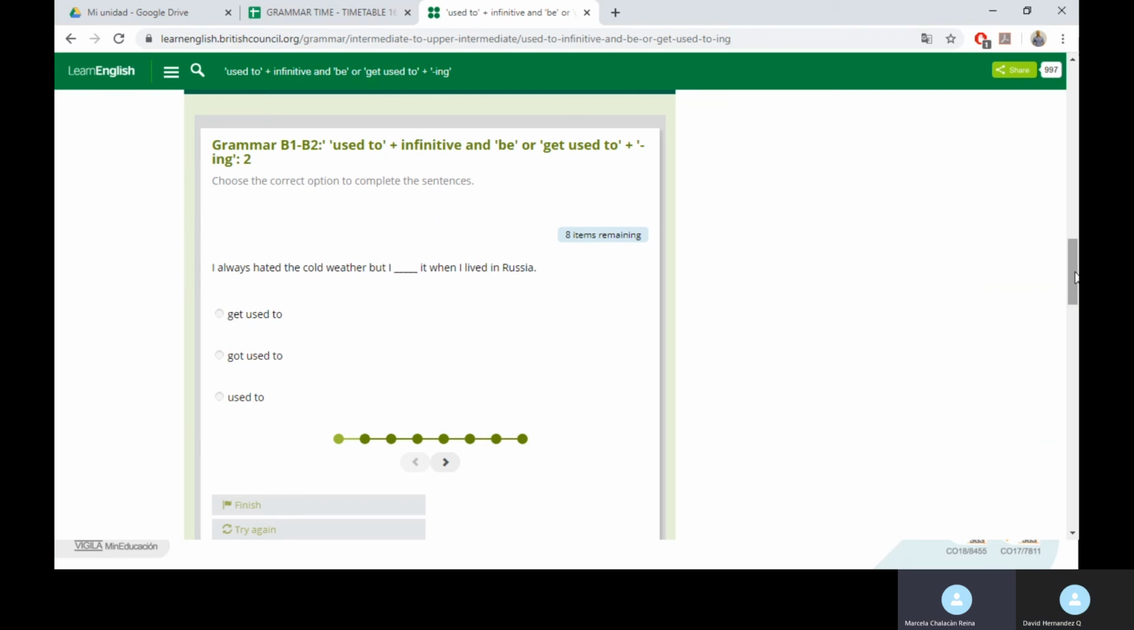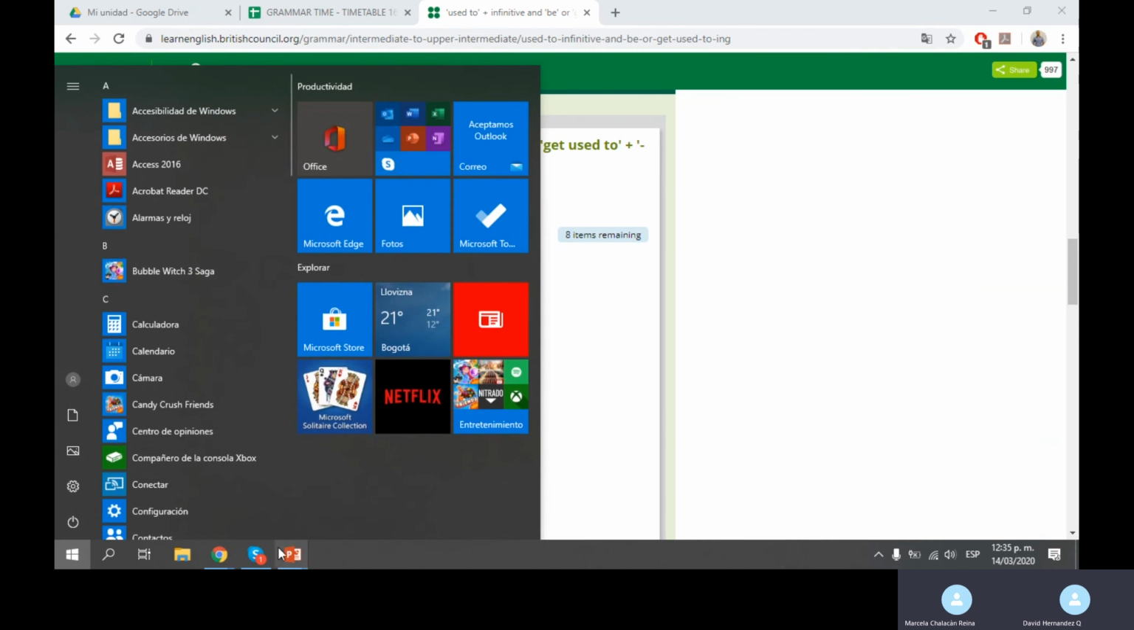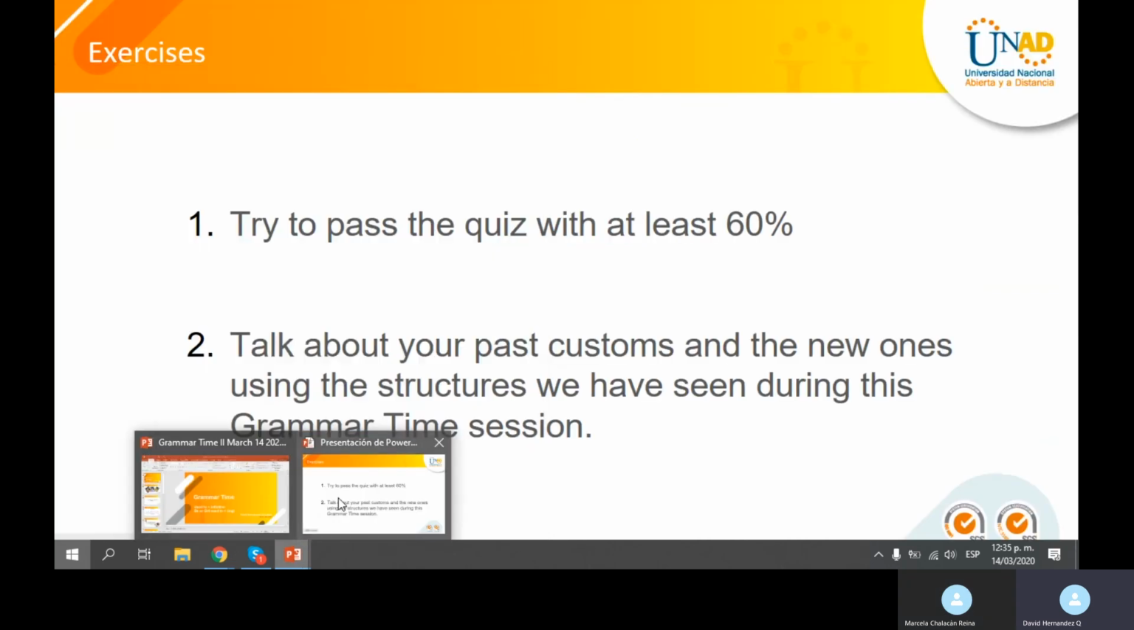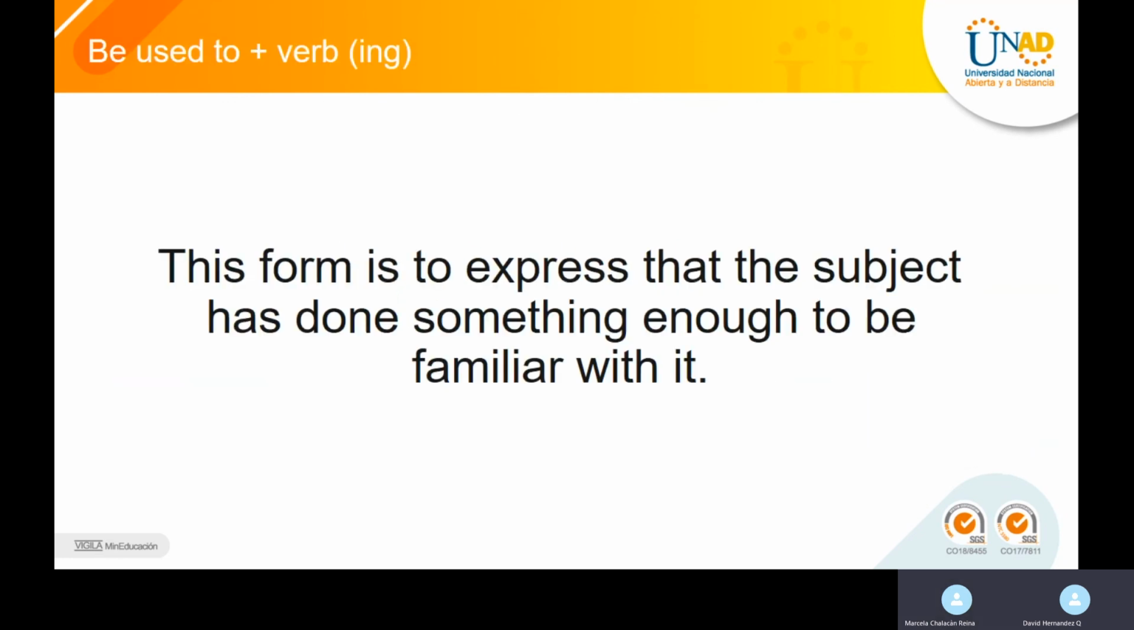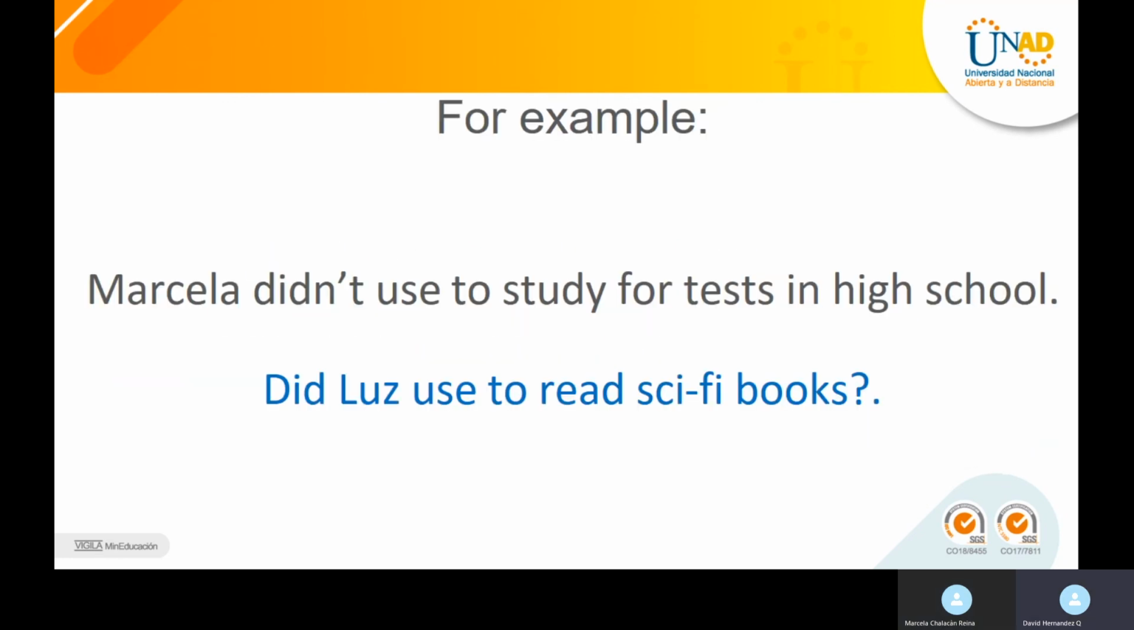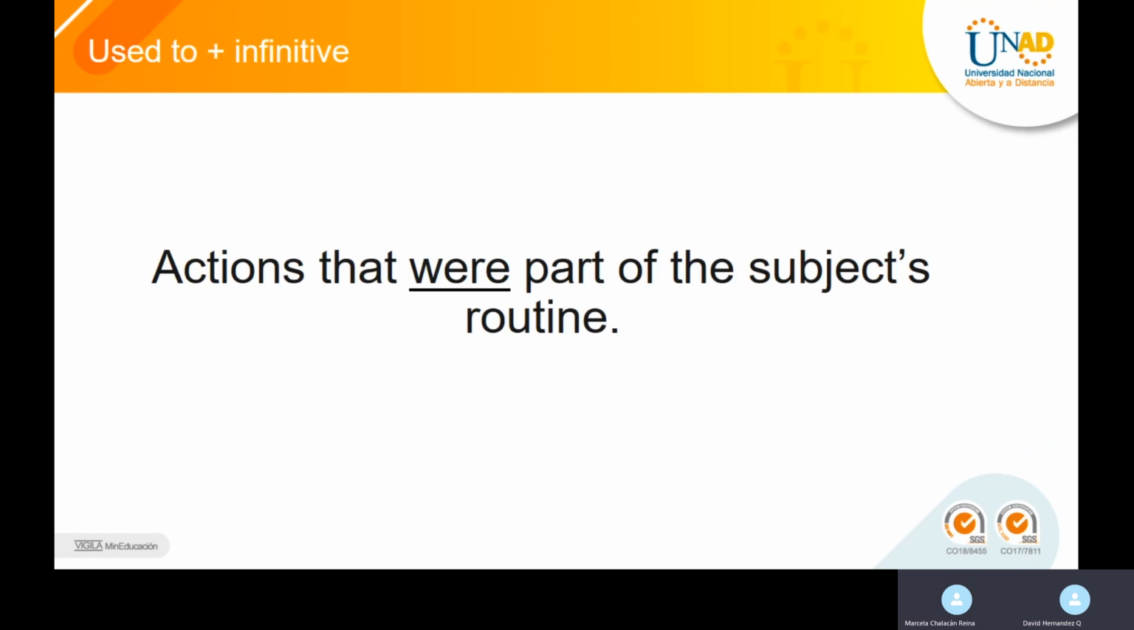Why not "used to"? I don't know. I think the correct one is "got used to" for. Okay, let me show you again the page where we are explaining the use of "used to," and then you tell me why.